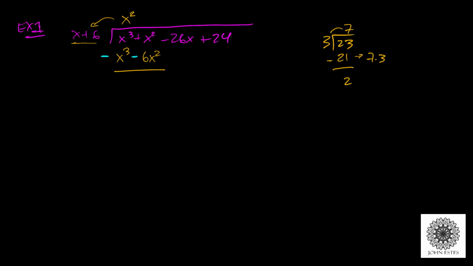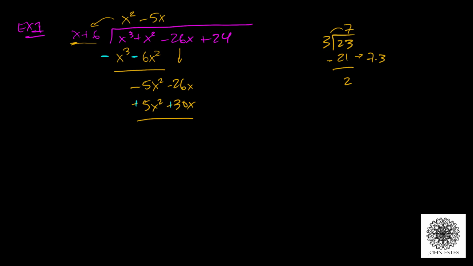Now when I do this, look what I get. x cubed minus x cubed gives me 0x cubed. x squared minus 6x squared gives me a negative 5x squared. And then I'm going to bring down the negative 26x and play this game again. So I'm thinking, x times what gives me negative 5x squared? How about negative 5x? Now when I distribute the negative 5x, I get negative 5x squared minus 30x. Don't forget, since I'm subtracting, I'm going to go ahead and flip my signs.